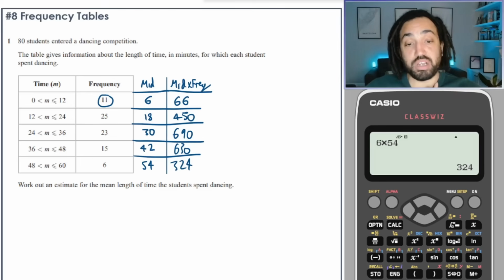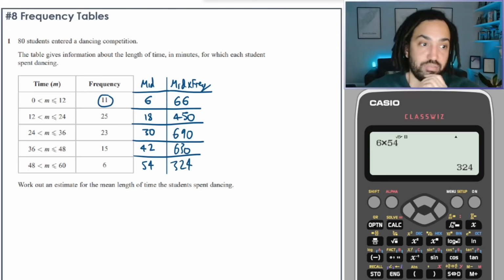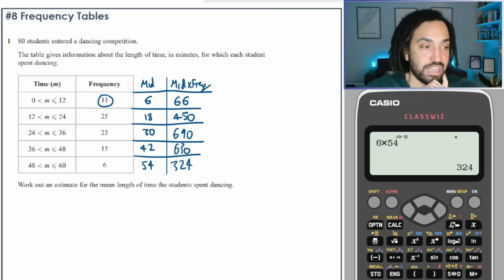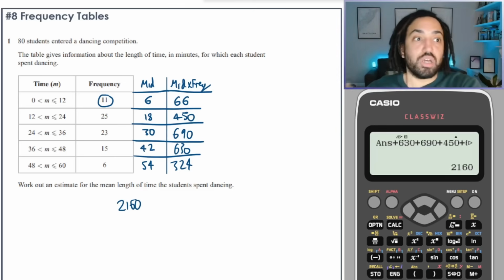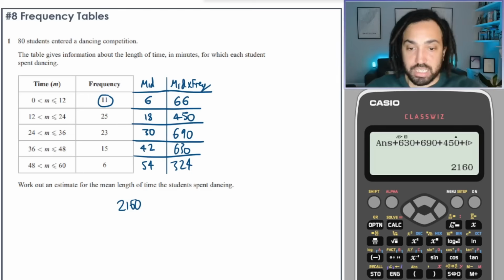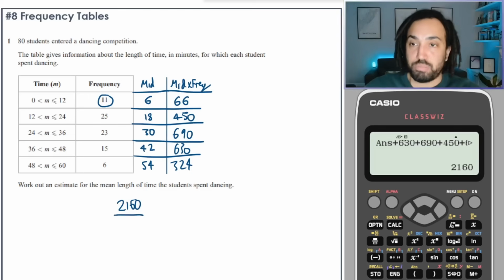So it says work out the estimate for the mean length of time. Okay, so what we're going to need to do is add up all of these numbers. So 324 plus 630 plus 690 plus 450 plus 66. So that gives us 2,160. That's the total time that all the people spent dancing. And we're going to divide that by the total number of people.